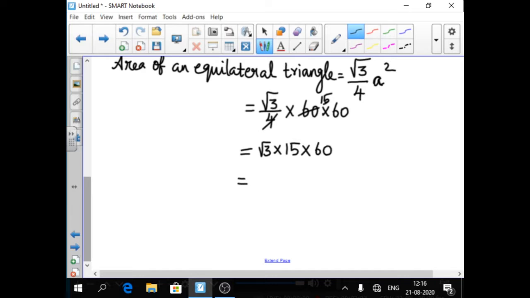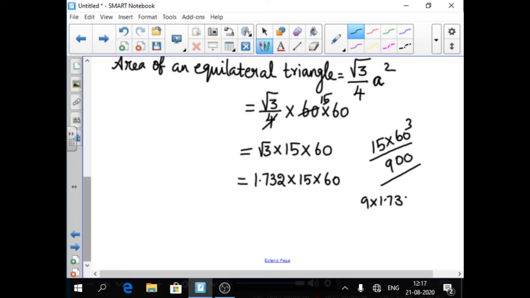Already we know that the root 3 value is 1.732 into 15 into 60. Okay. So now we are going to multiply 15 into 6. So what do you get? 6 5s are 30, balance 3, 6 1 is 6, 6 plus 3, 9, 90. So if you multiply 60, one more 0 will be added. So 900. So now we are going to multiply 9 into 1.732.